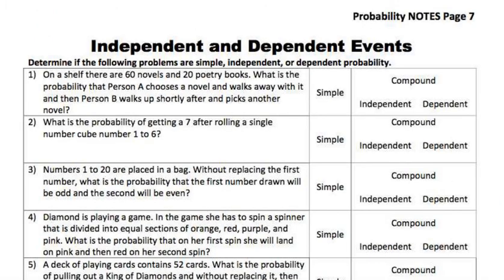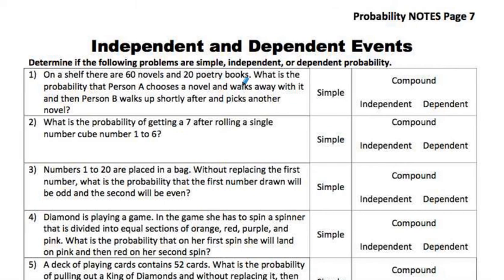So if we look at the next page, we're going to determine, are they simple or are they compound independent or compound dependent? So on a shelf, there are 60 novels and 20 poetry books. What is the probability that person A chooses a novel, walks away with it, and then person B walks up shortly after and picks another novel? For this, you need to look at the key words. In this example, person A chooses a novel, and the important part is they walk away with it.